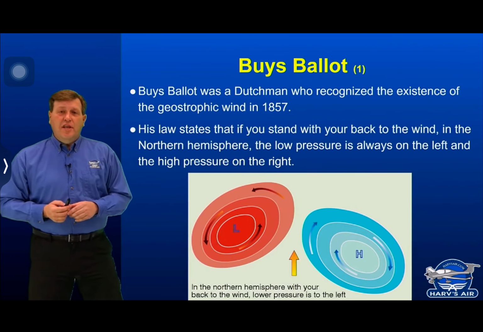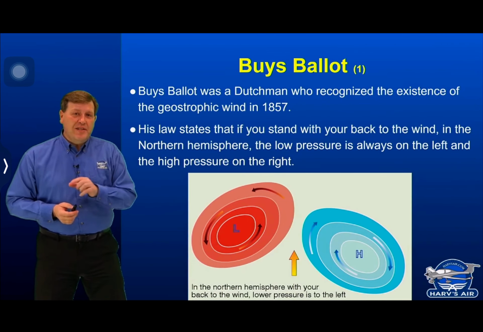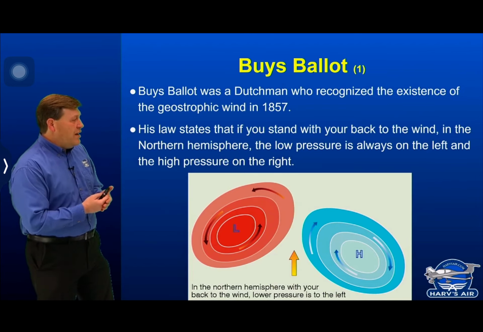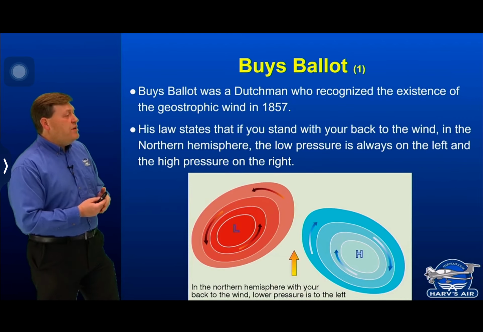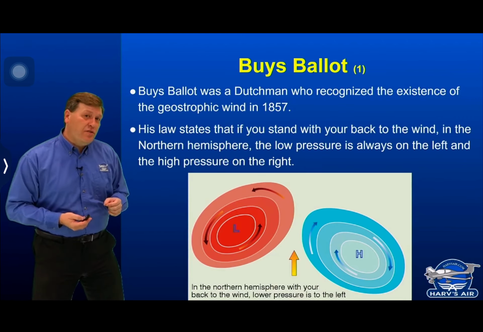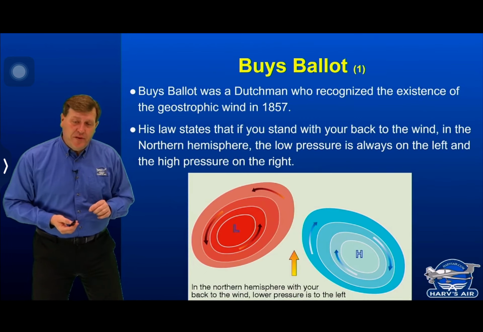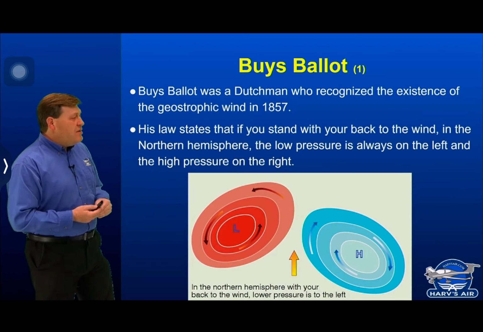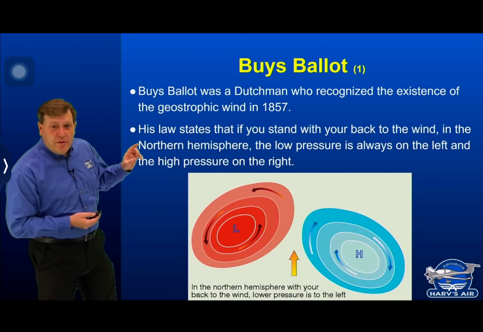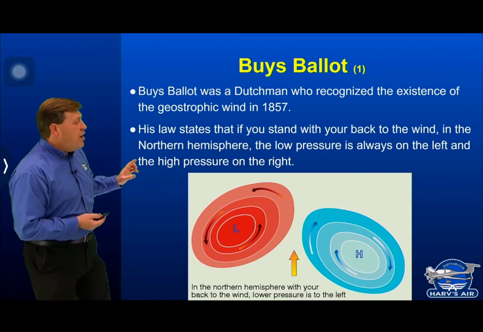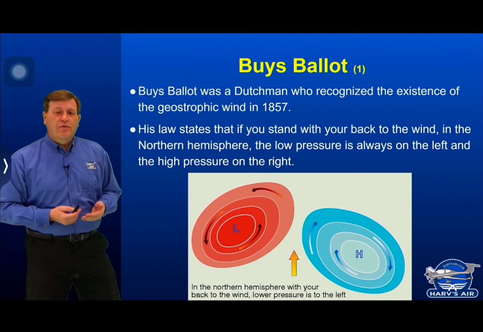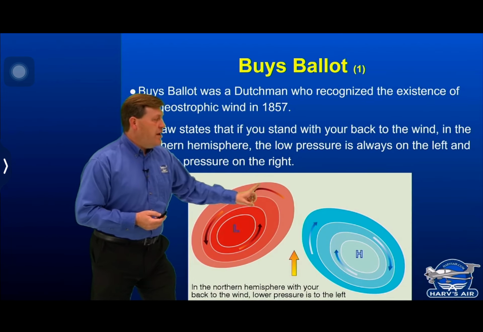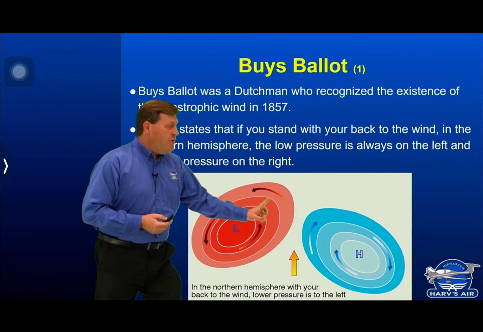What I want you to think about next, before we move into the tricellular model, is something known as the Buys-Ballot law. Buys-Ballot was a Dutchman who recognized the existence of the geostrophic wind as early as 1857. His law states that if you stand with your back to the wind, as long as you're in the northern hemisphere, the low pressure is always on the left and the high pressure is going to be on the right. Remember, we talked about how around a low, it circulates counterclockwise.